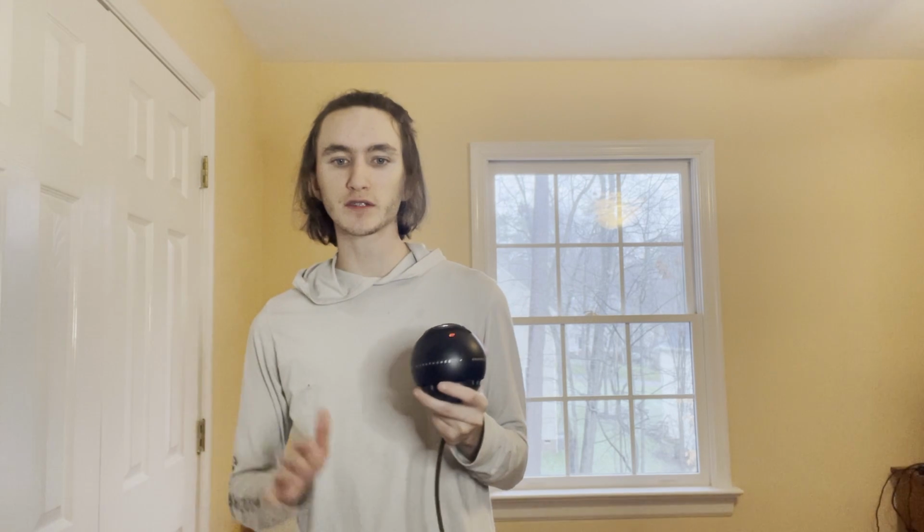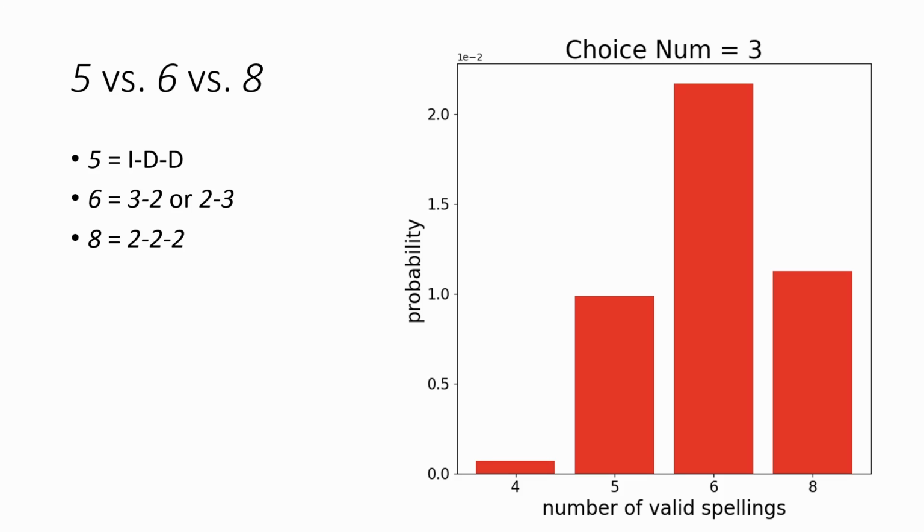Now we're going to do 5 versus 6 versus 8. So the 5 obviously is a special tree, the IDD tree. The 6 is just a 3 and a 2, or a 2 and a 3. The 8 is just 3 2s.